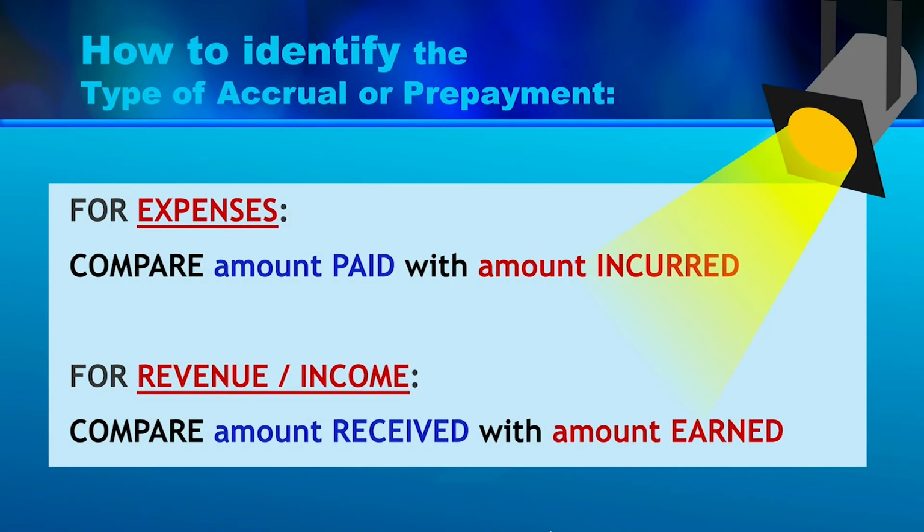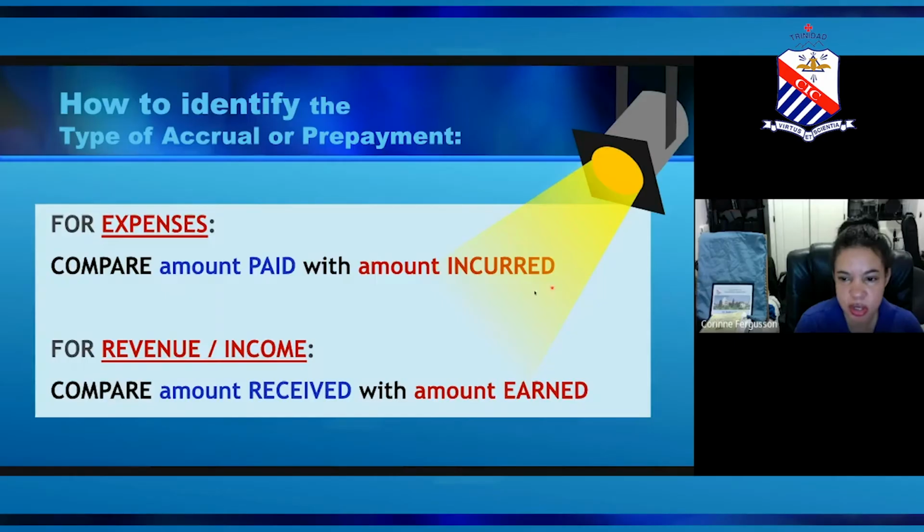And how to identify, which is what we had been doing all the time. For expenses, you compare the amount paid with the amount incurred. Use the word incurred. Incurred means that you have used up whatever the expense is, like, for example, electricity. Earned is whenever you do something to earn whatever money, like selling your goods or providing a service.